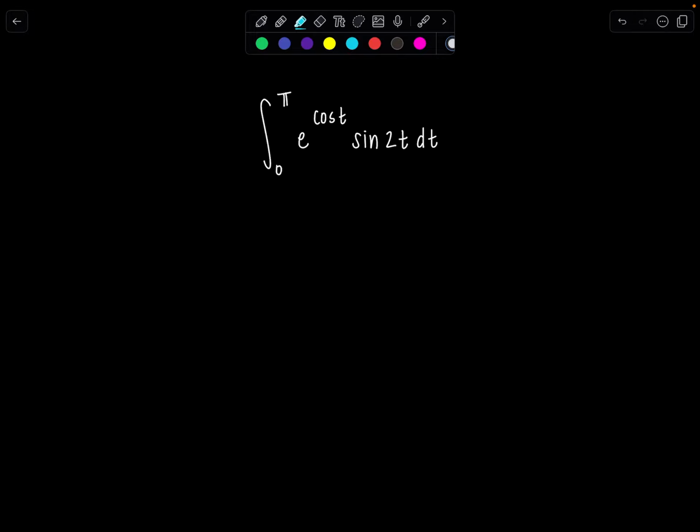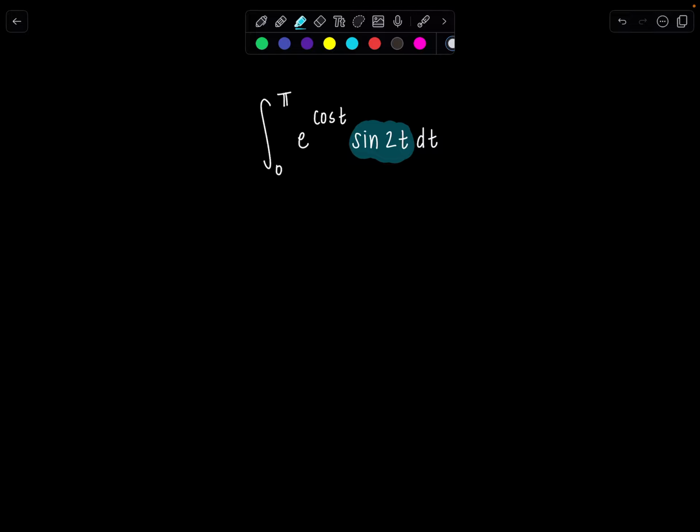Here's your latest integral of the day. We have the definite integral from 0 to pi of e to the cosine t times sine 2t dt. So go ahead, pause the video if you want to try it on your own. I'll give you a little baby hint. You're going to need to use your double angle identity here and replace sine 2t.